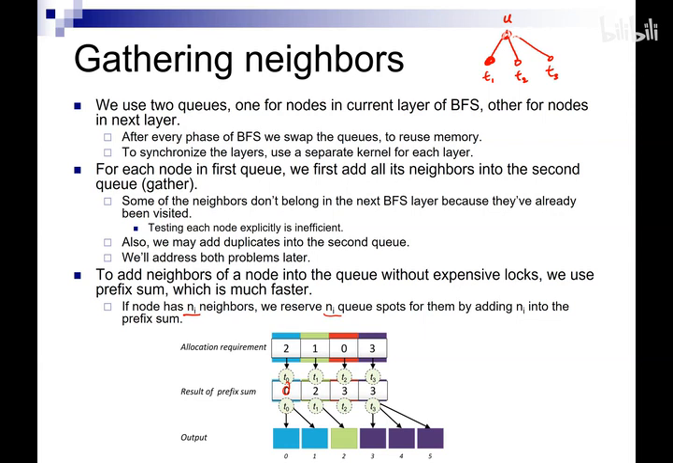Okay, so there's no conflict. In fact, there's no conflict between any of these threads because they're going to be enqueuing into completely different locations. The only thing we needed to do was a prefix sum, which we can do in parallel. After that, we can do all of the enqueues in parallel also, and we don't need to use any expensive locks. So this is a way to get rid of locks.